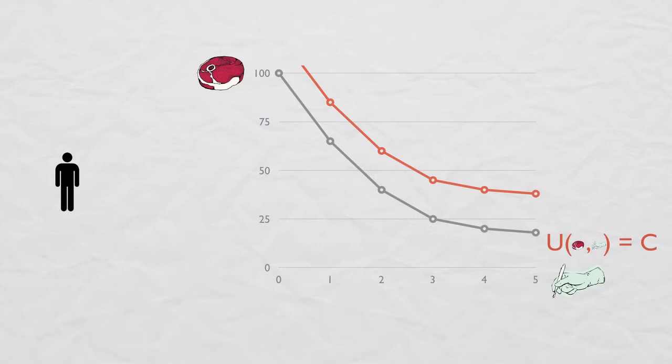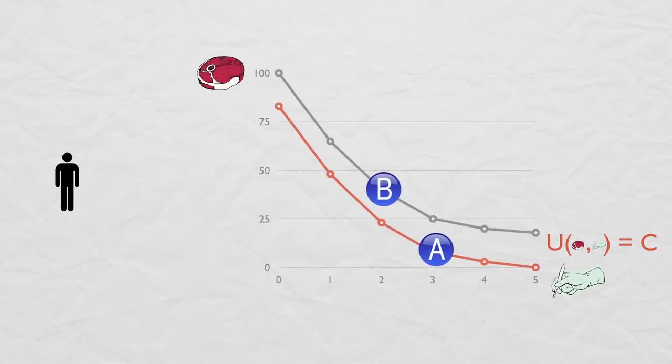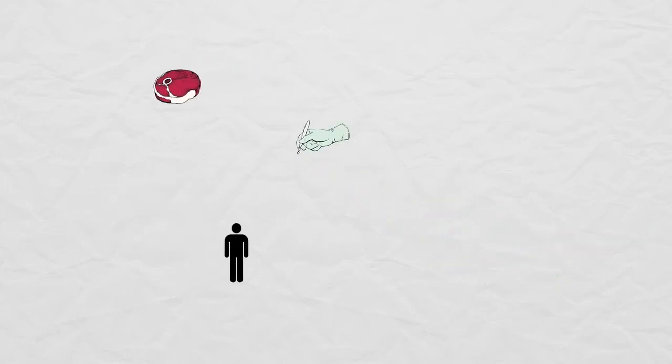Let's look at an example. Suppose Carl is offered a choice between two bundles, A and B, and each bundle has some number of surgeries and steaks for Carl to consume. If A is on a higher indifference curve than B, A is preferred to B. If A is on the same indifference curve as B, A and B are valued equally. And if A is on a lower indifference curve than B, B is preferred to A.